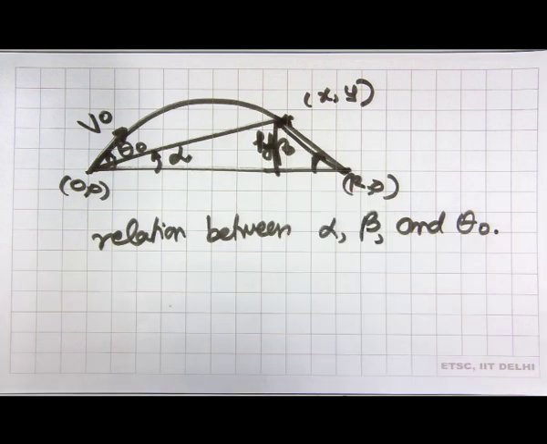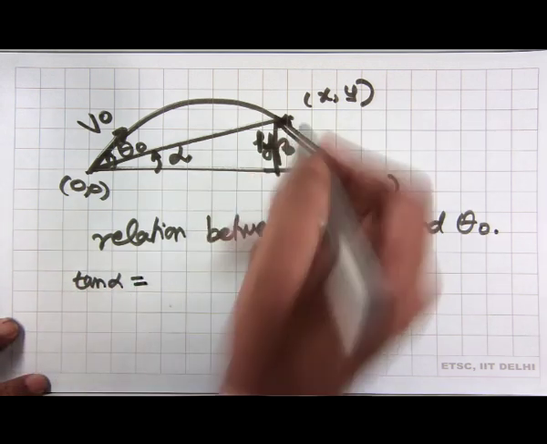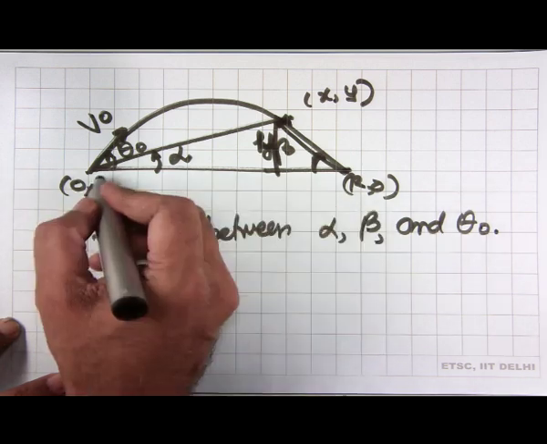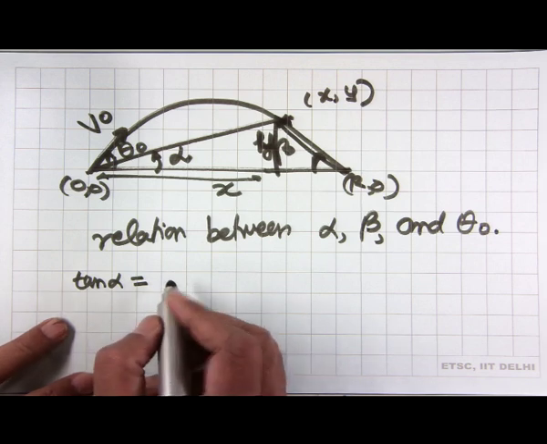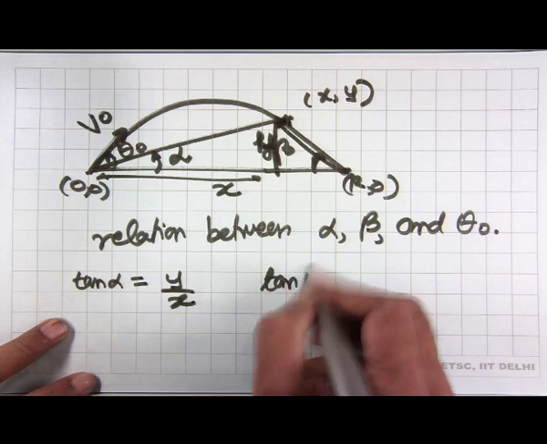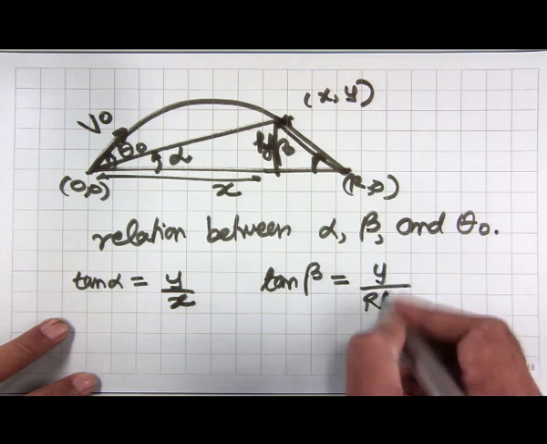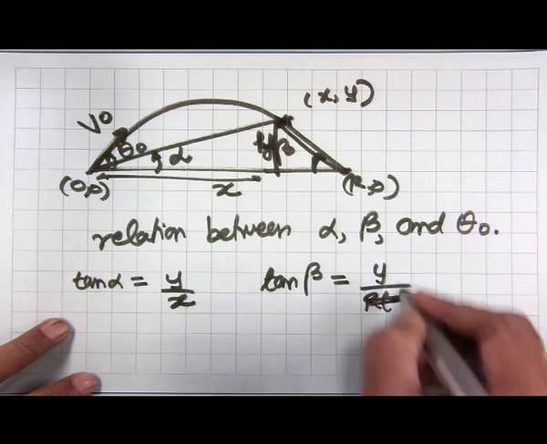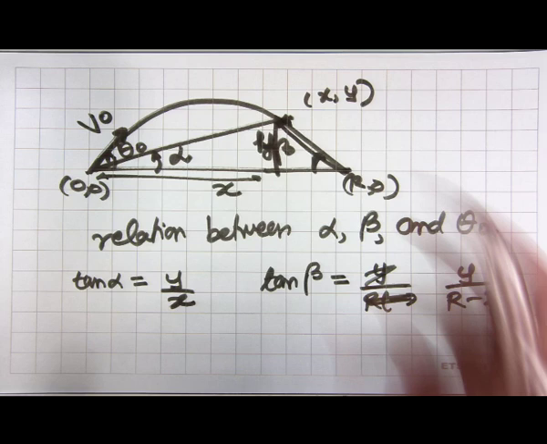So this height is given by y. So tangent of alpha is given by, let us call this distance x, so tangent of alpha is given by y by x. Tangent of beta is given by y divided by r minus x, that is tangent of beta.